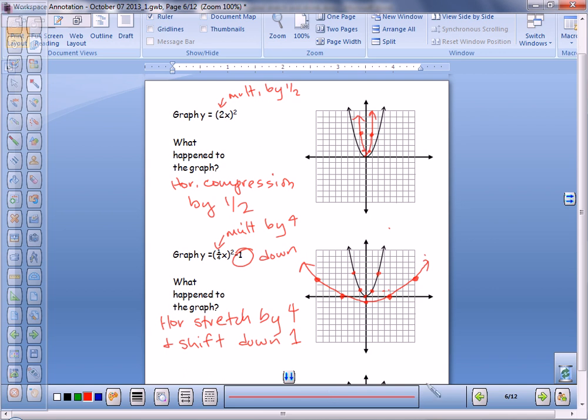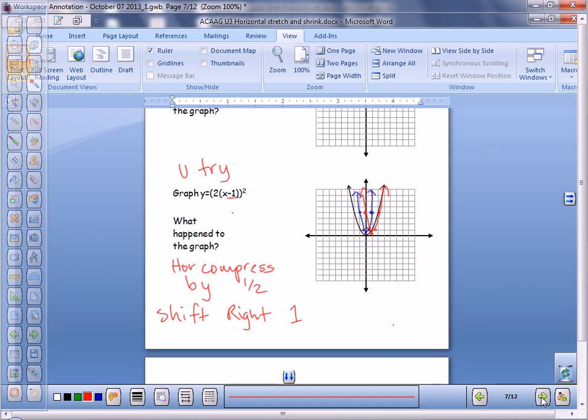I did it. Was easy. Yes. Okay, so do you get a horizontal compression by a factor of 1/2? And then you shift right 1. So when I horizontally compress by 1/2, it turns it into the blue, right? Yes. And then every point has to shift right 1 unit.